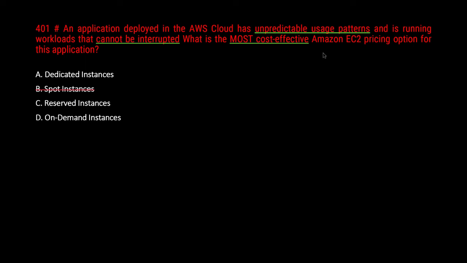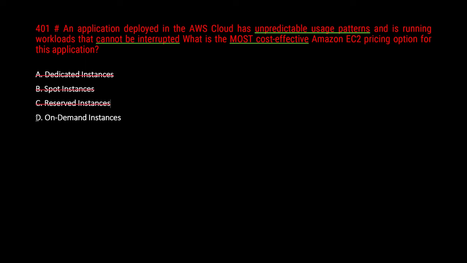Okay, so first of all, they are asking cost effective. At the same time, they are saying unpredictable. Don't get confused by these two. What they ask in the later part of the question is always secondary. That is not primary at all, because they have an unpredictable usage pattern that comes primary. And for unpredictable patterns, there is only one option that can handle it, which is on demand.